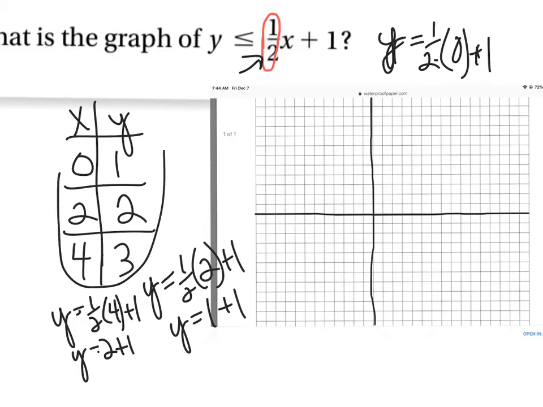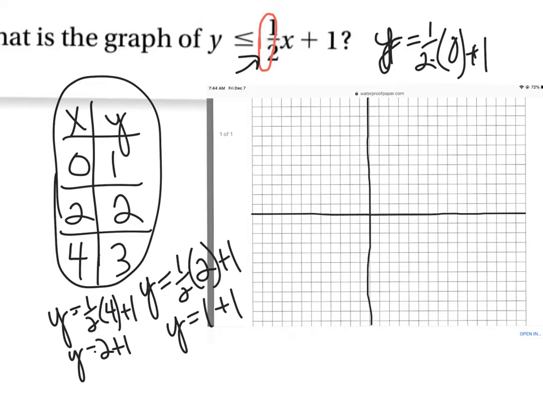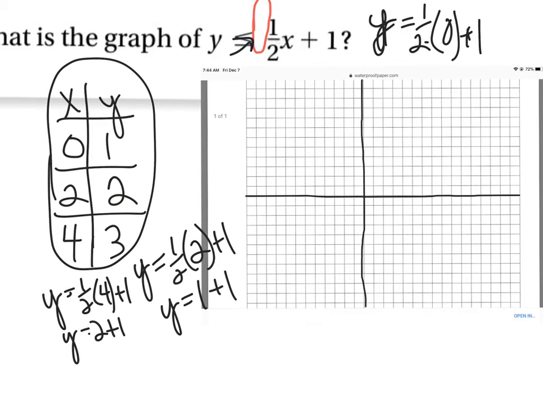All right, so this gives me 3 points. Again, technically 2 points determine a line. 3 is a little safer because then if they line up with each other, I feel pretty confident that I've graphed these correctly. All right, so we're going to graph these points. So 0, 1, 2, 2, and 4, 3.